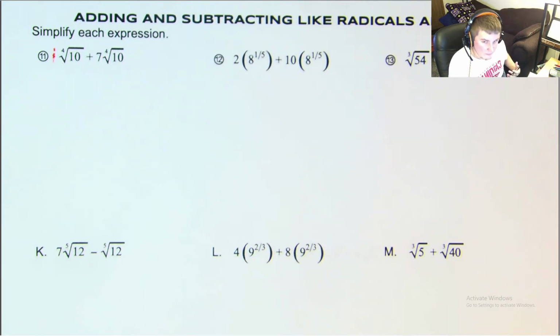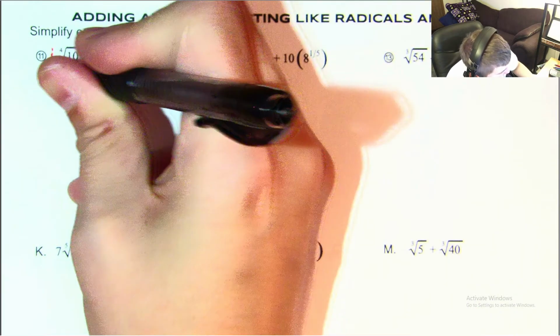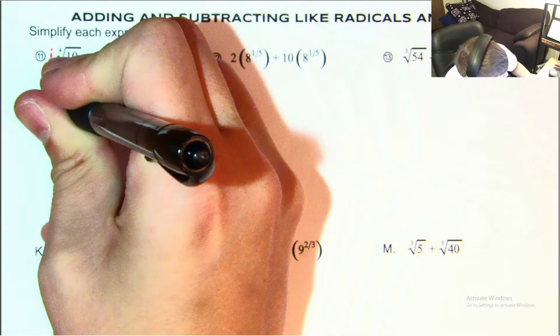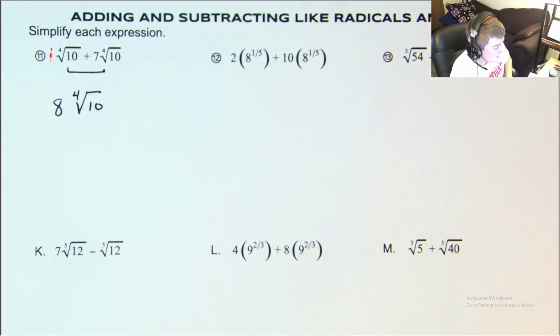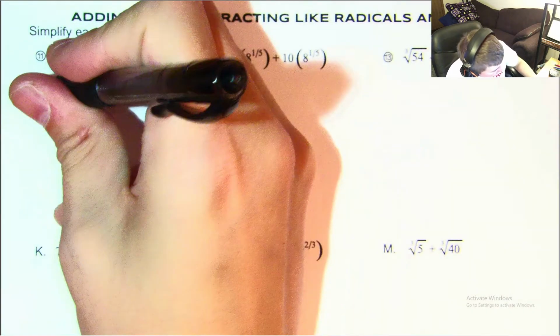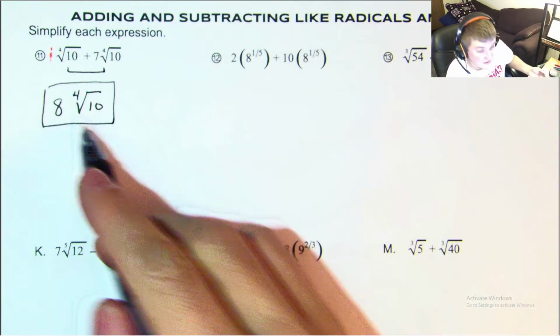Well, if I have 1 fourth root of 10 here and I have 7 fourth roots of 10 here, how many fourth roots of 10 do I have completely? I have 8 of them, right? I have 1 here and 7 here. So altogether, you're just going to combine your like terms into 8 times the 4th root of 10. And that's just our answer, because this 4th root of 10 can't be simplified.